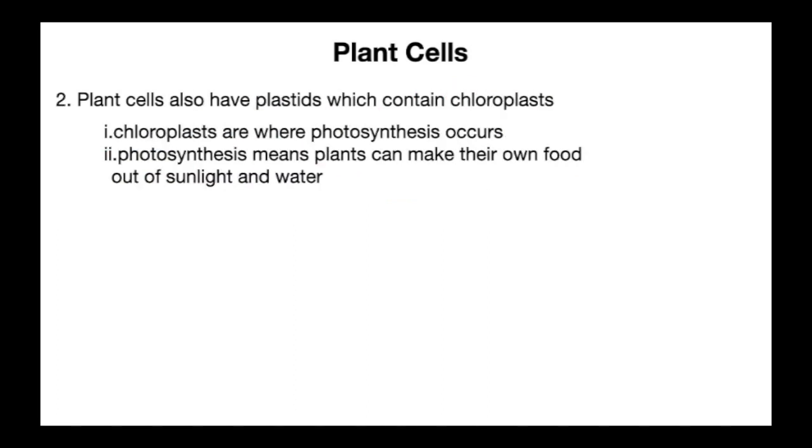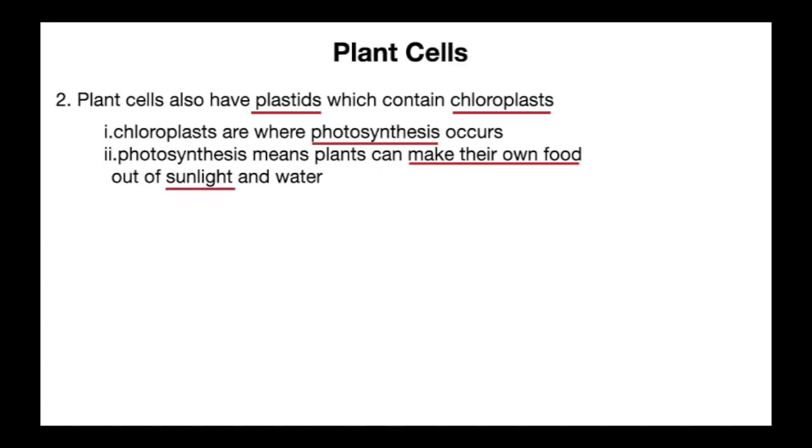Okay, next. Plant cells also have these things called plastids, which contain chloroplasts. And chloroplasts are the structures where the magic happens, and it's called photosynthesis. And photosynthesis means plants can make their own food, basically, out of sunlight and water. So photosynthesis is a big deal. If we didn't have photosynthesis on the planet, we would have no plants and no animals.